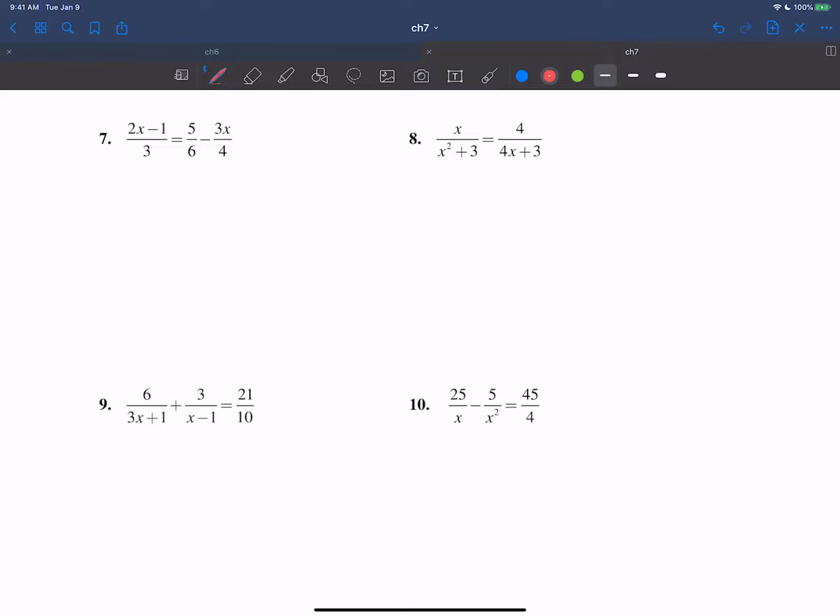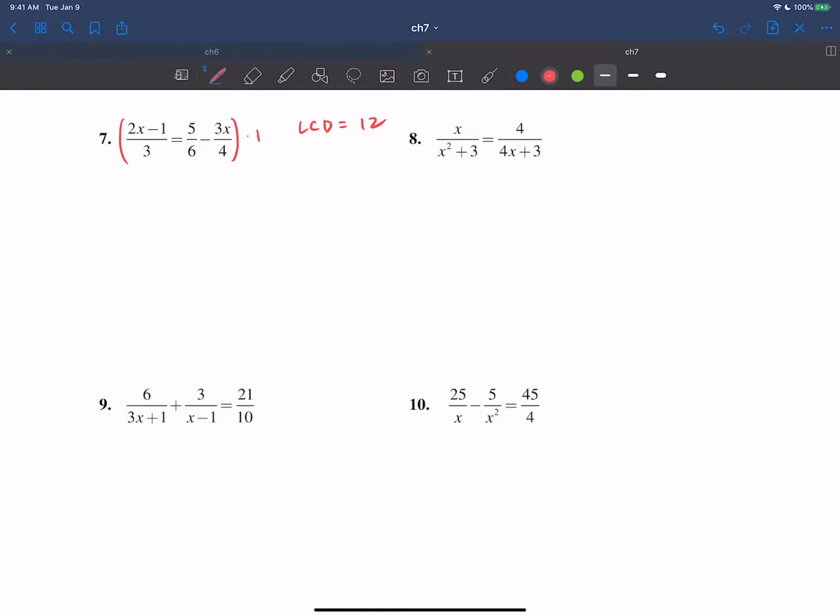First thing, LCD. Since it's just numbers, you just need to find out what is the least common multiple of 3, 6, and 4. Using the trick that I said last time, you're going to start with the largest number, which is 6. And then you're going to check, is 6 divisible by 3? Yes. Is 6 divisible by 4? No. So I'm going to move on to the next multiple of 6, which is 12. Is 12 divisible by 3? Yes. Is 12 divisible by 4? Yes. So our LCD must be 12.